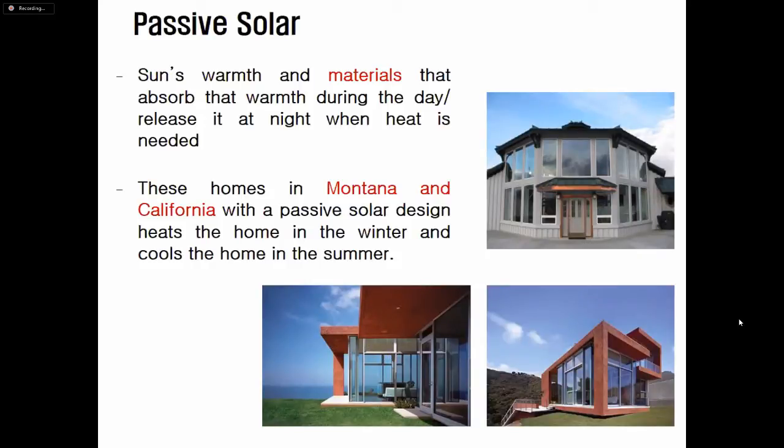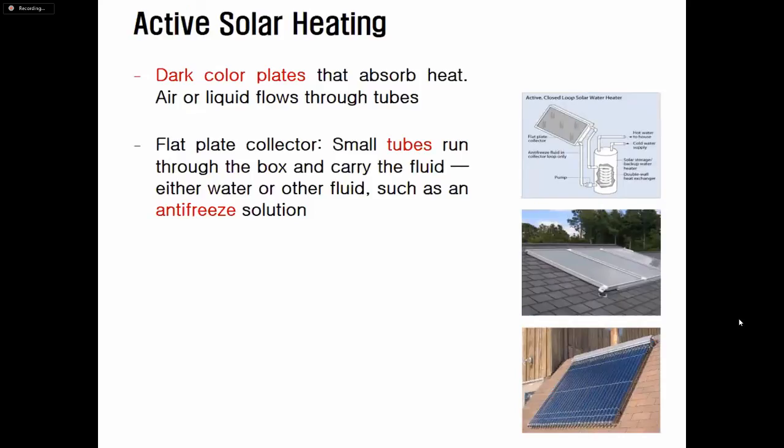So this home in Montana and California with a passive solar design heats the home in the winter and cools the home in the summer. This is passive solar. And the second thing is active solar lighting. There is circulation pumping. As you can see, the plate is white.